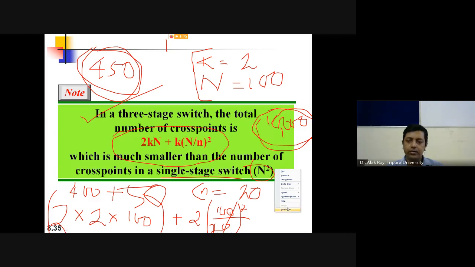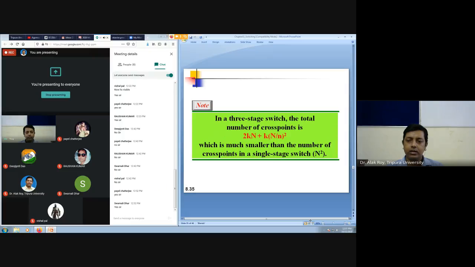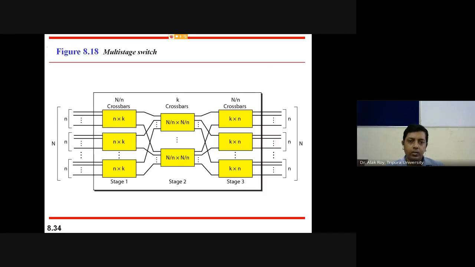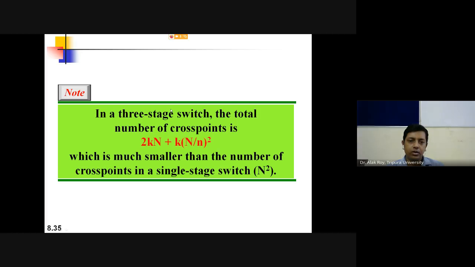Okay, let me revise it again. In multi-stage switching, the advantage is that it reduces the number of cross points. If you do single stage switching, your formula would be n square. If you do 3-stage switching, your formula is 2kN plus k (N divided by n) whole square. For what? For finding the number of cross points. This will come as a numerical.